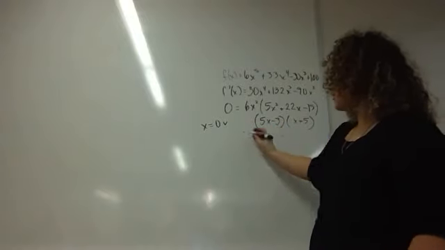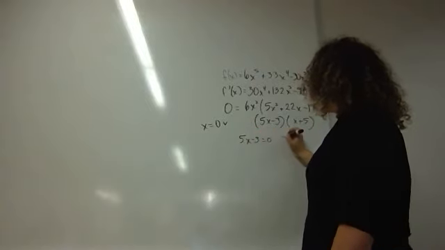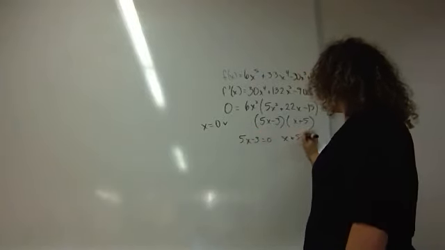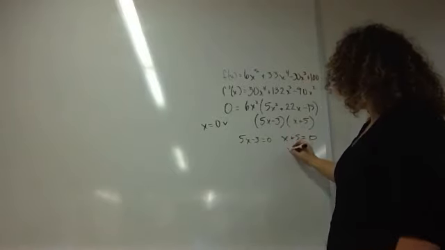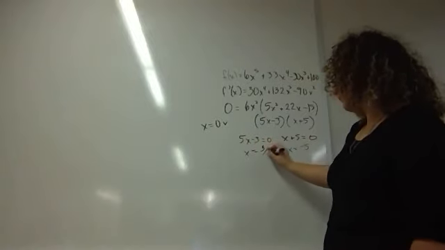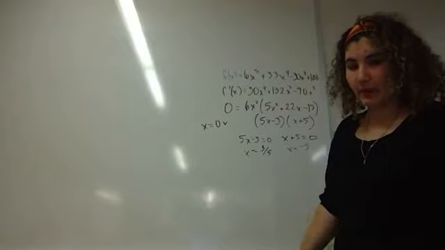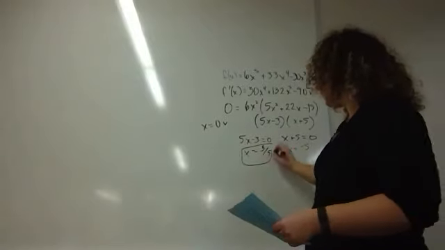Then you're going to set each part equal to 0. So 5x minus 3 equals 0, and x plus 5 equals 0. Right? So your other critical points that you're dealing with are going to be x equals negative 5 and x equals 3 over 5. These will be your 3 critical points.